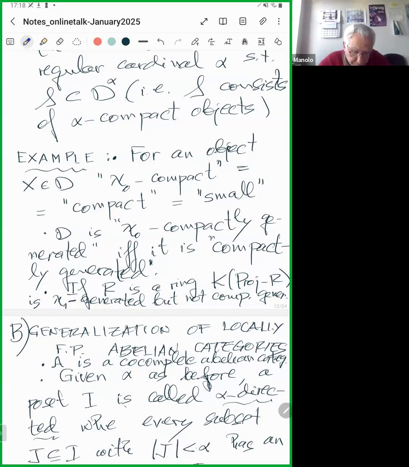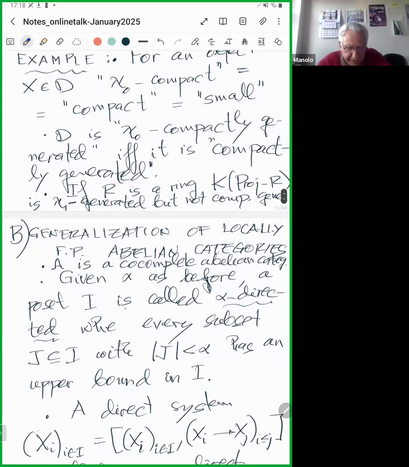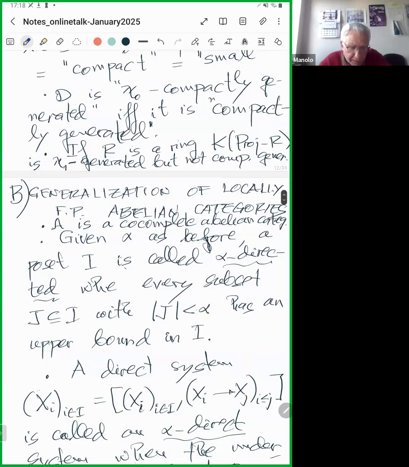So we go now to the generalization on the abelian part. So, generalization of locally finitely presented abelian categories. Again, A is a cocomplete abelian category. Given a regular cardinal alpha, a poset I is called alpha directed when every subset of size less than alpha has an upper bound.